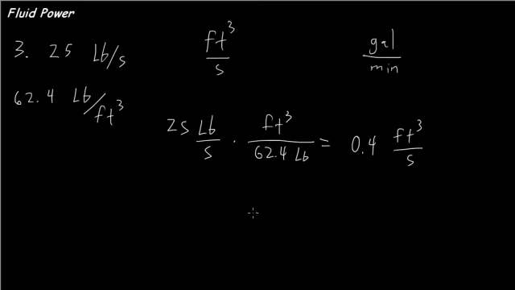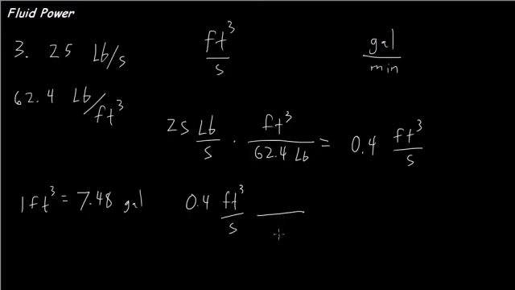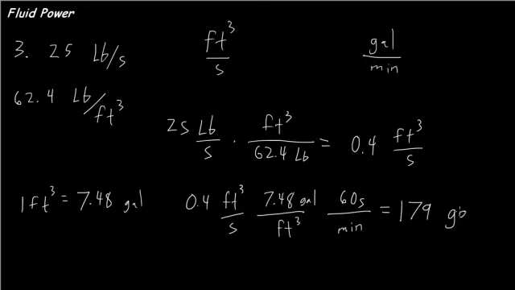And then to go to gallons, 1 cubic foot of water is equal to 7.48 gallons. So if I take my 0.4 cubic feet per second, convert to gallons, 7.48. And then I got to convert my seconds to minutes because I want minutes here. So 60 seconds in a minute. That becomes about 179 GPM.